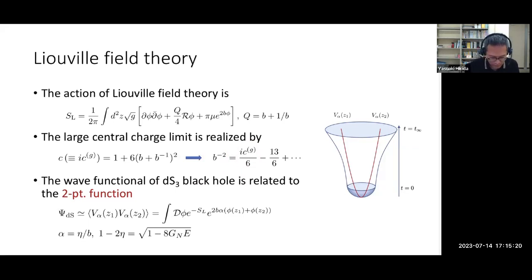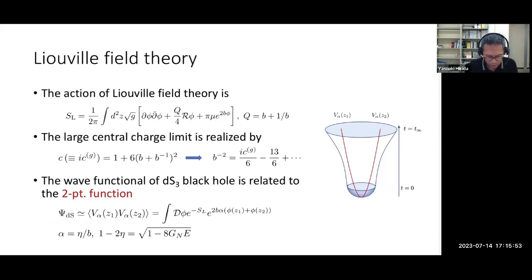And then, as I said, a wave function is related to a correlation function. And in this case, the wave function is related to a 2-point function. This is because a black hole can be constructed by putting some particle, and the back reaction of the particle creates a black hole geometry. So the wave function for the black hole geometry is related to a 2-point function of Liouville theory.